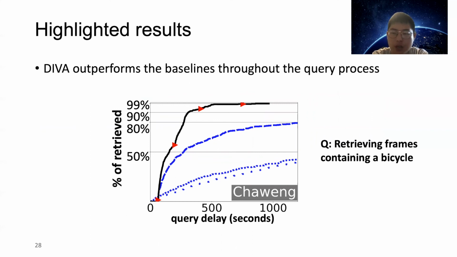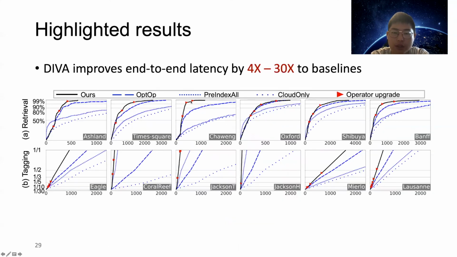In this figure, we show how fast the system can retrieve images containing bicycles. The red triangles indicate when DIVA upgrades to a new operator. On all tested videos, DIVA can reduce the end-to-end query latency by 4 times to 30 times over the competitive baselines. Only in very few cases, DIVA underperforms at the early stage of the query because it needs to bootstrap the operator, and so the cold start can take a few or tens of seconds.